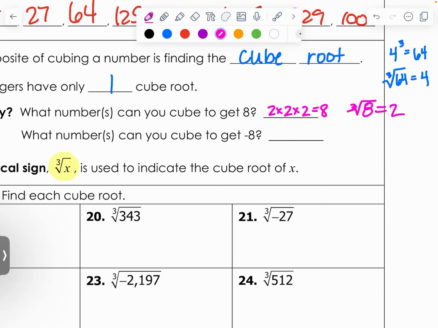Now, here's the difference. -8. If we take -2 times -2 times -2, we get -8. So we can have a negative under our cube root, and that's going to give us a negative answer. That's different than our square roots.